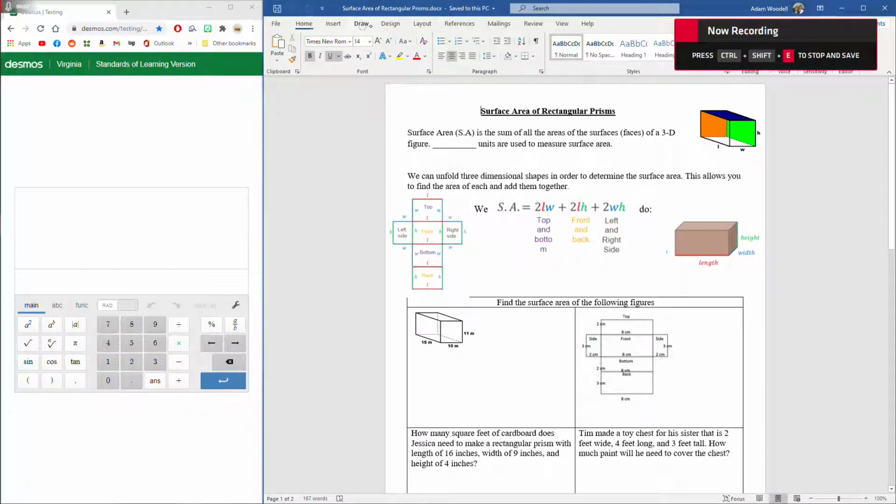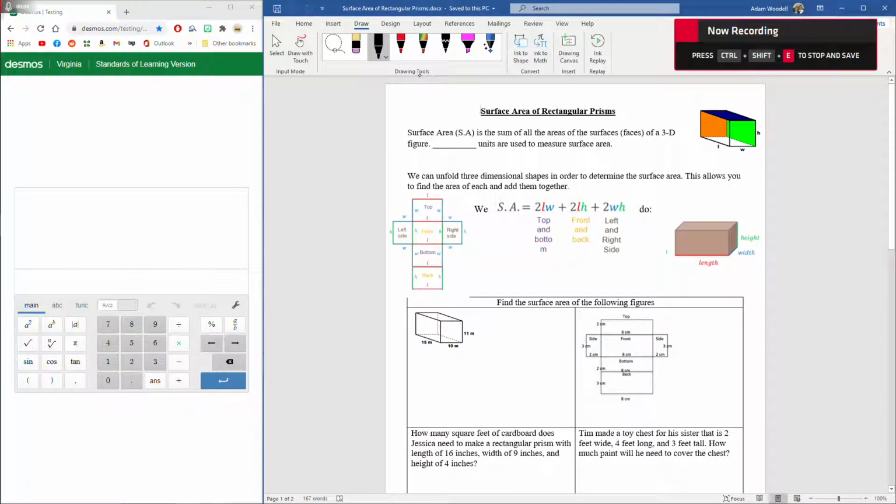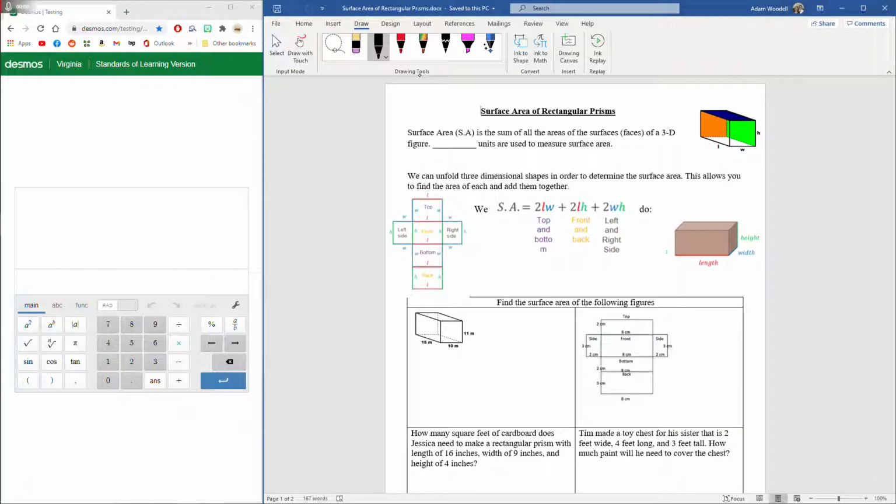Hello class, today we're going to be talking about the surface area of rectangular prisms. Surface area, as we talked about last time, is the sum of all the areas of the surfaces of a 3D figure, and we use square units to measure surface area. And when I say square units, I mean something like meters squared, maybe feet squared, yards squared. The little exponent tells you that it's square units.